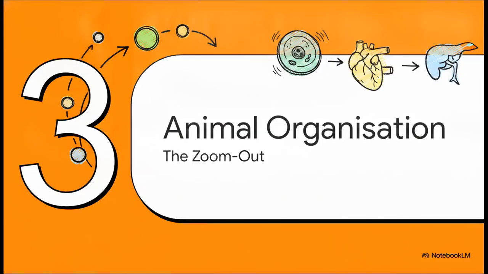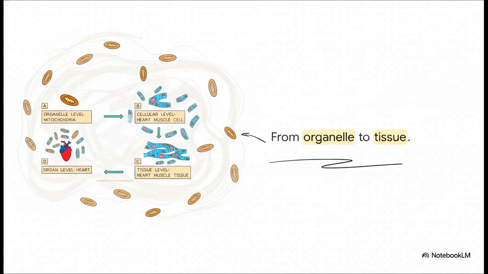Let's look at this in the real world with Section 3, Animal Organization in Action, the zoom out. Now, what's really interesting here is how clearly we can visualize this microscopic scale.